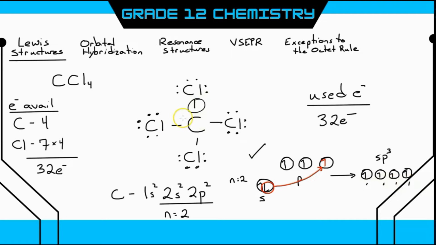That's where these 4 bonding pairs come from, all with equal energy. So this is orbital hybridization, and it explains this. Now let's look at VSEPR. VSEPR stands for valence shell electron pair repulsion. And I said before, we want to look at symmetry, so we put them as far away from each other as possible. And that's what they're going to do.